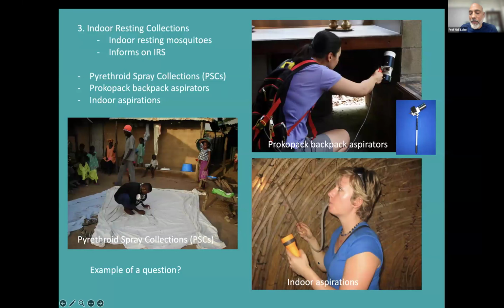The third one is the indoor aspiration, and it's similar to the Prokopack backpack aspiration, except instead of a vacuum, we use our mouths. And we use the aspirators and we suck up the mosquitoes that are resting on the inside of the walls. We can do this every hour, of course, and it's much more silent and much more effective, though we might miss some that are really high up because we cannot reach.